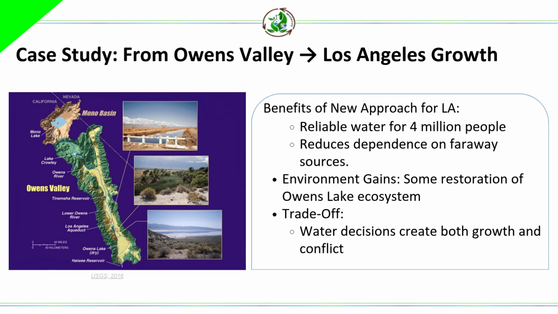There are also environmental benefits. Some restoration has occurred at Owens Lake, helping the ecosystem recover. But there's a trade-off. Water decisions can create both growth and conflict. Even with better management, choices about water use can still affect people and the environment in different ways. This shows that managing water is always a balancing act between human needs and environmental health.